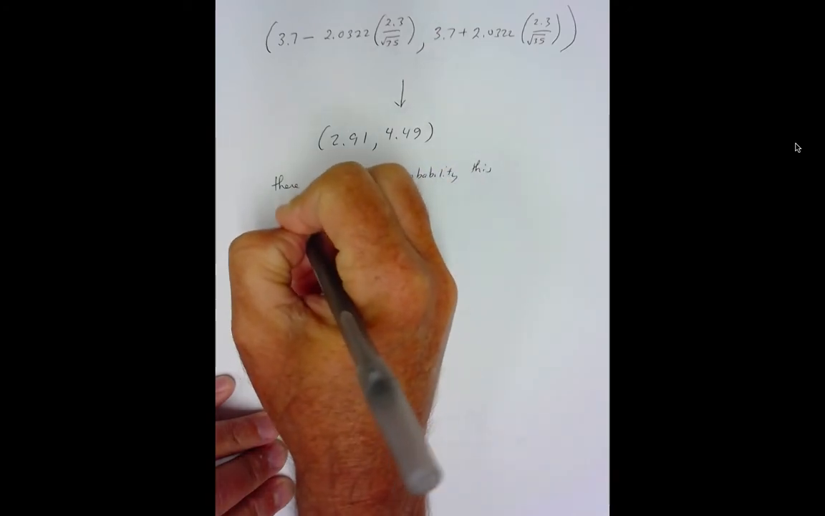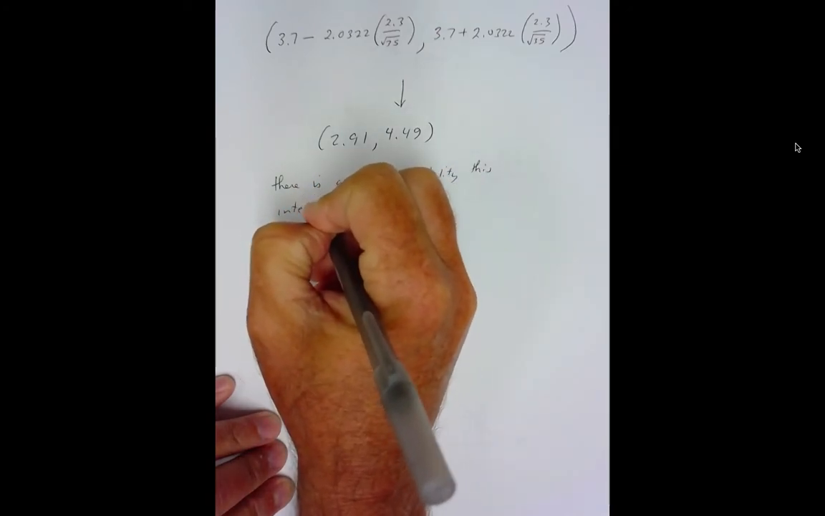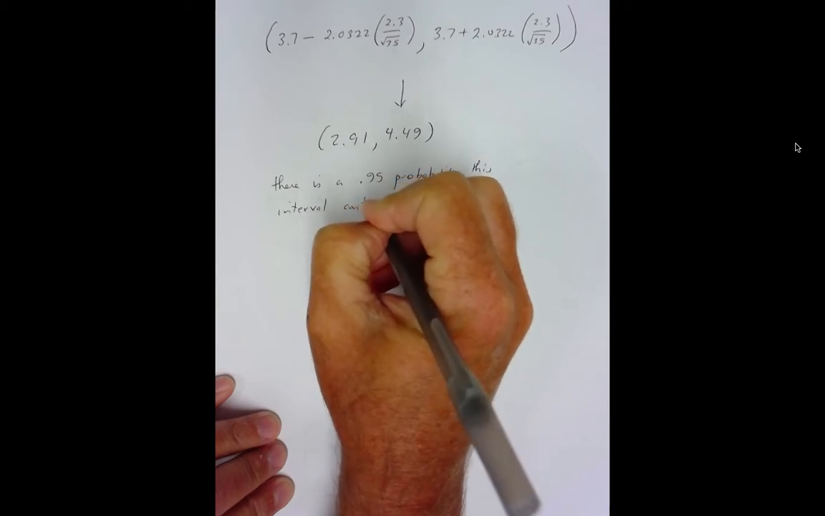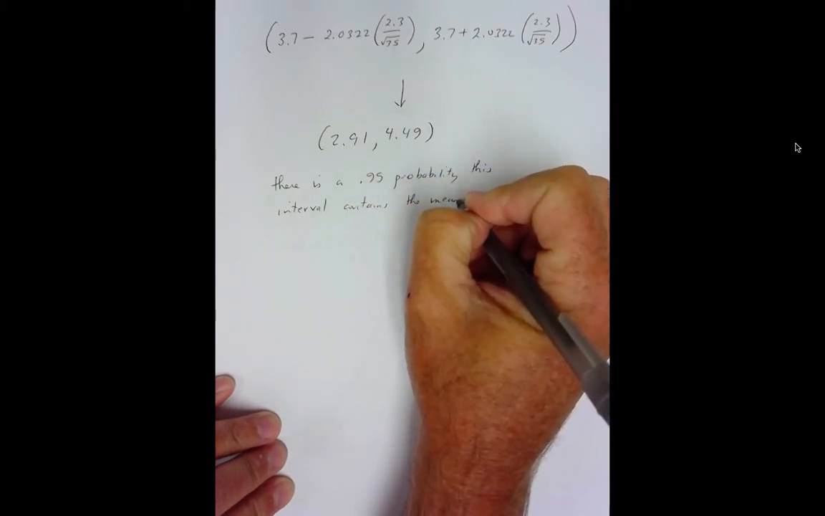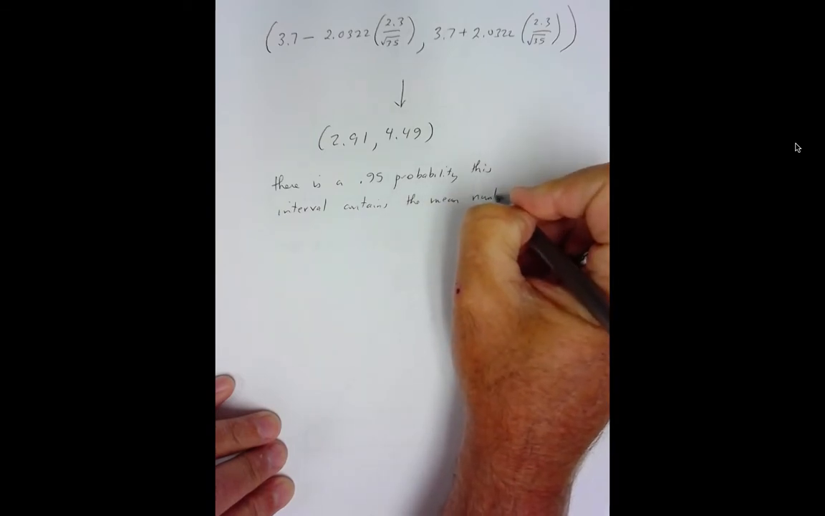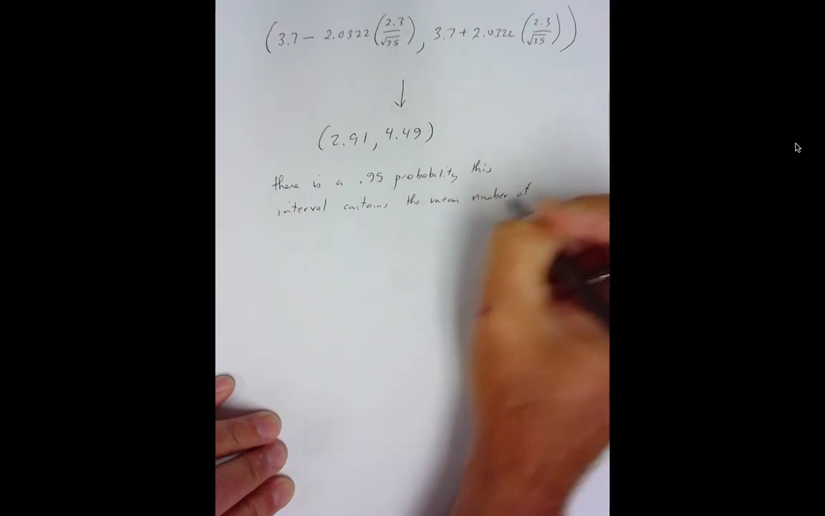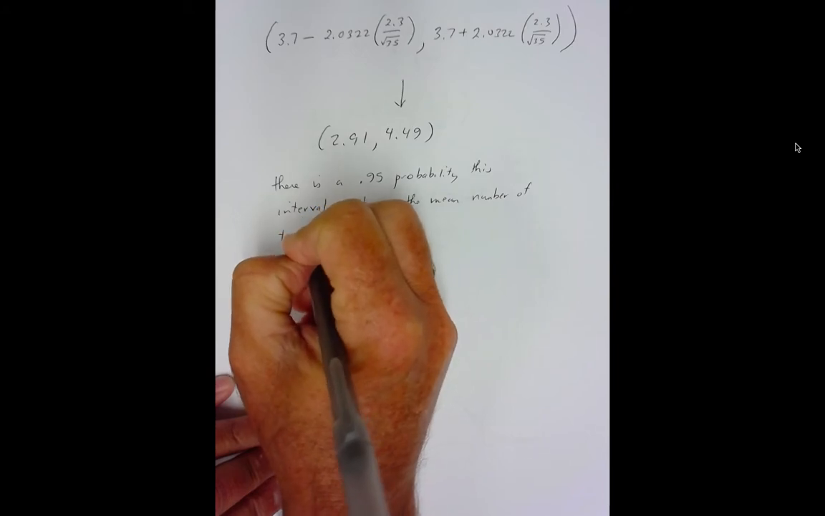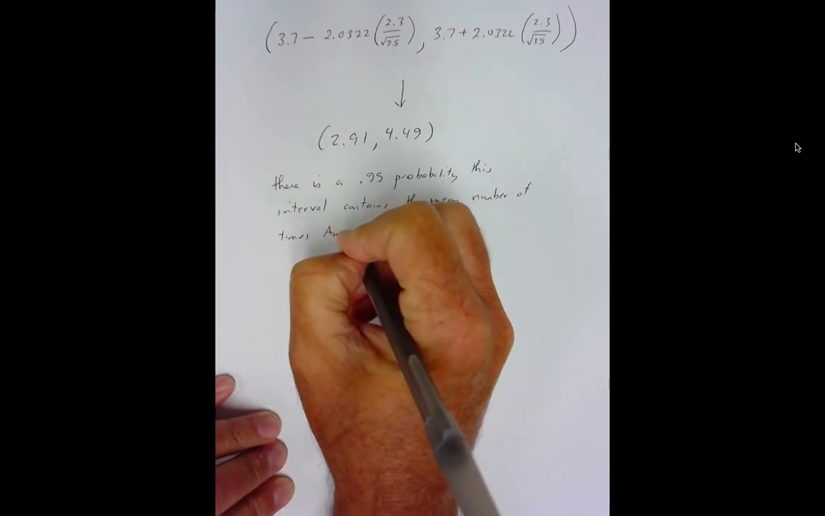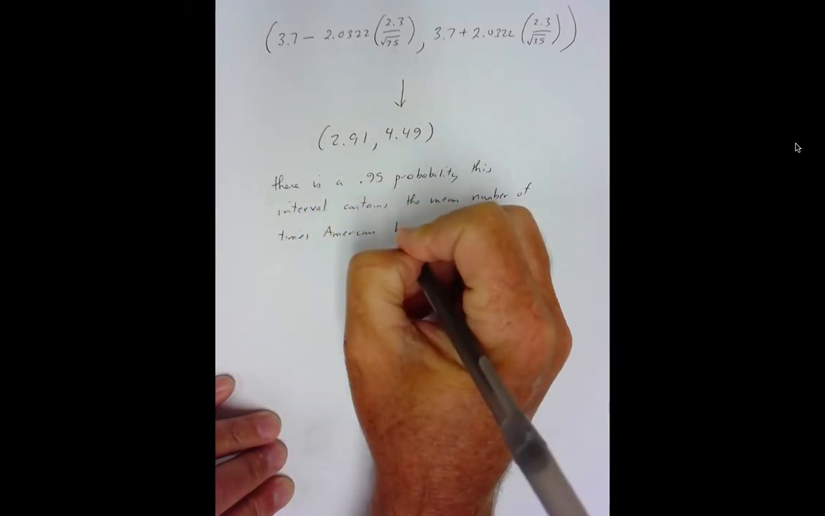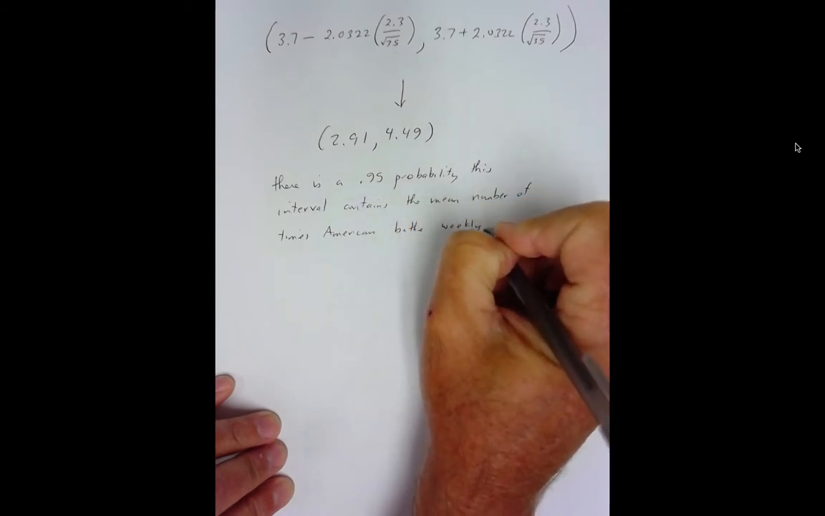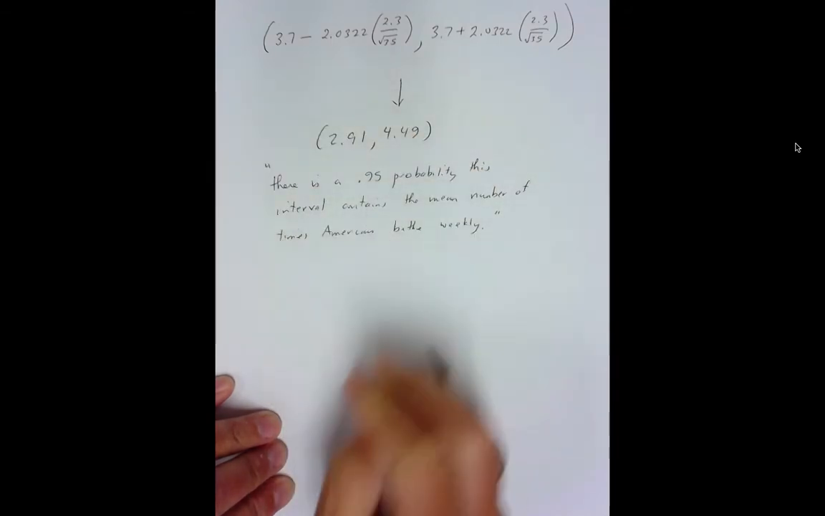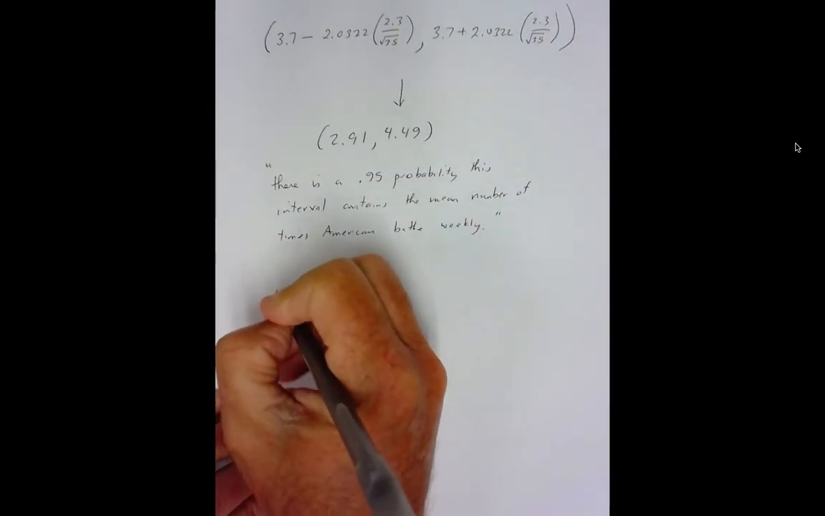this interval contains the mean number of times Americans bathe weekly, followed up with a margin of error.